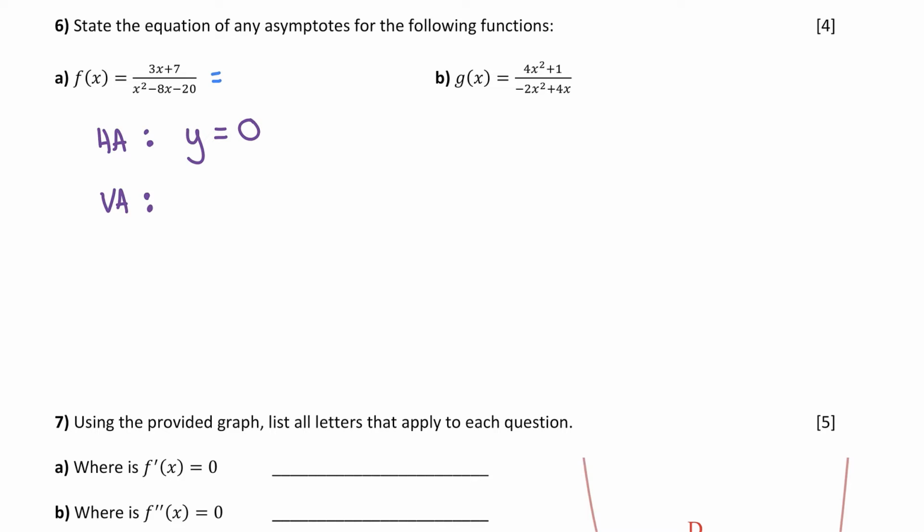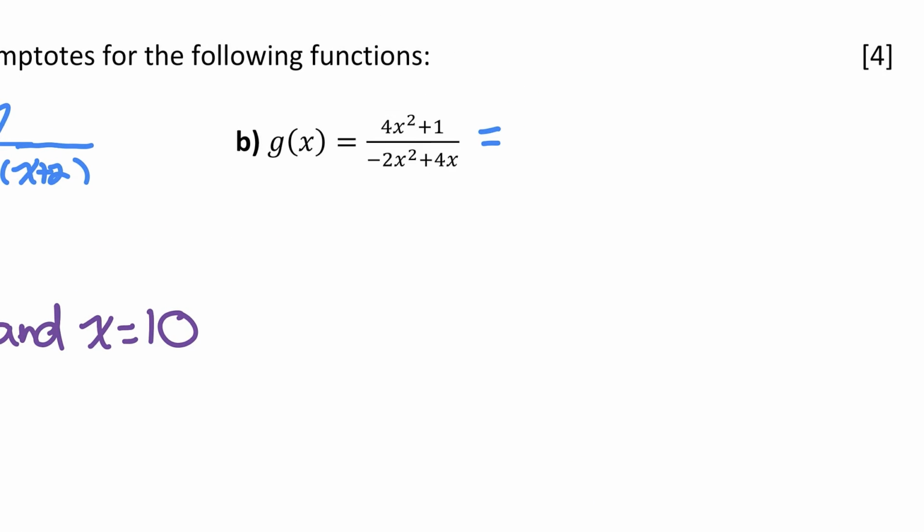Let me just rewrite that denominator in factored form. Right, I could write it as x minus 10, x plus 2. So you could see that x values of both 10 and -2 would make the denominator 0, which means there are vertical asymptotes at both x equals -2 and at x equals 10. For part B, why don't I factor that denominator while I'm at it? I could common factor a -2x from both terms.